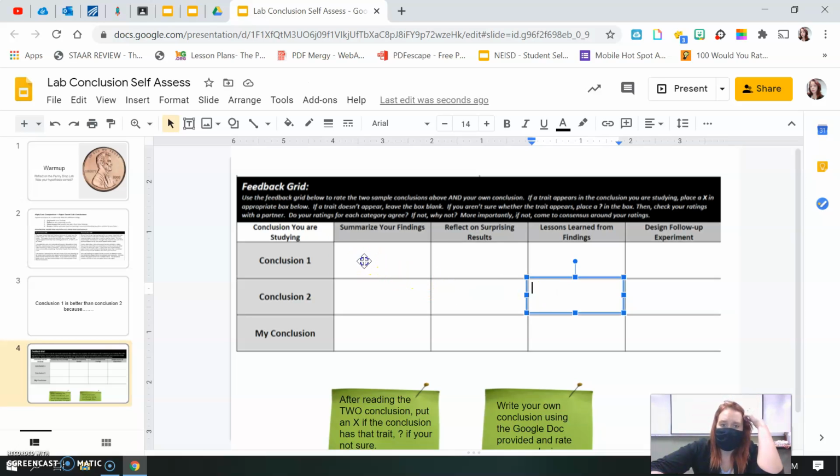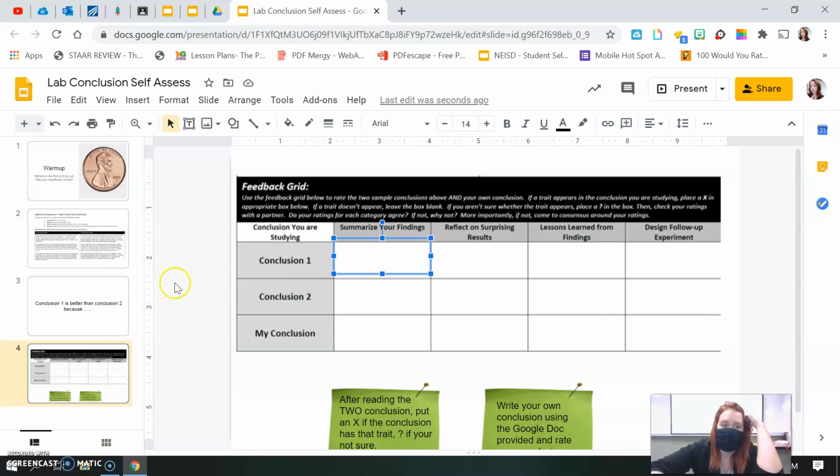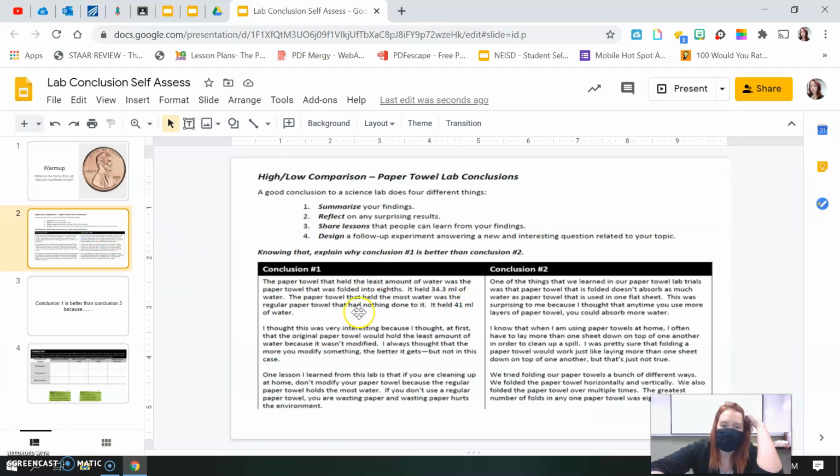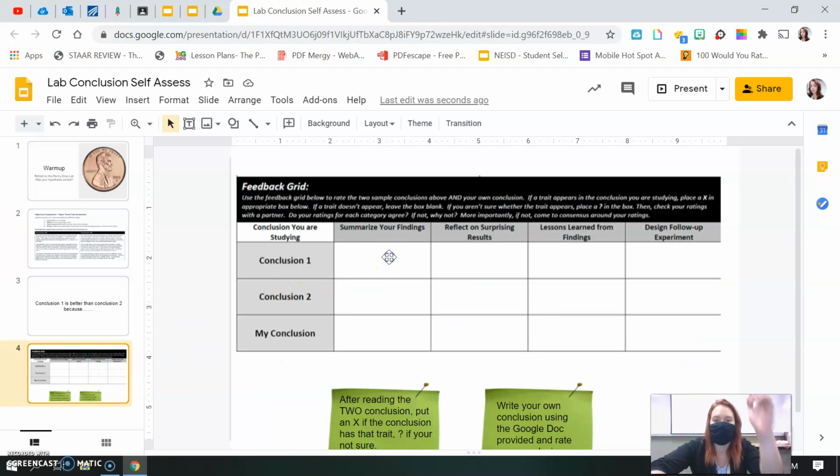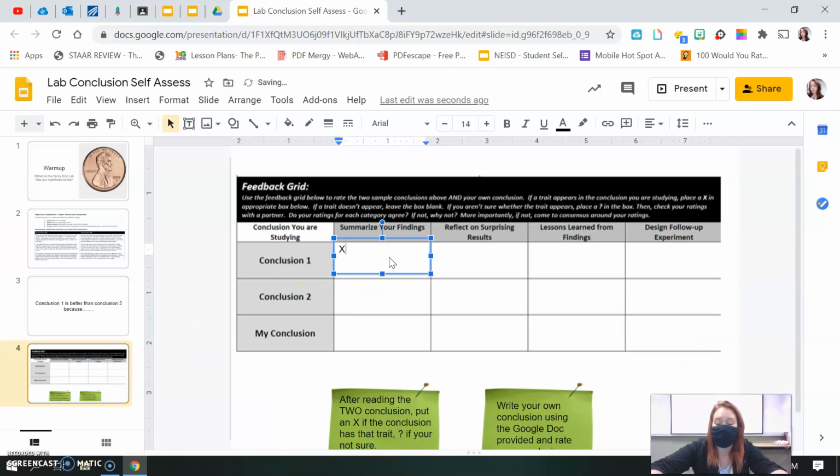Now, conclusion 1, summarize your findings. So does conclusion 1 summarize the data? You can look back. Does it mention their data? If it does, then you put an X. If they don't mention their data, no numbers mentioned, then you can leave it blank. But maybe you're just not sure, then you could do a question mark.